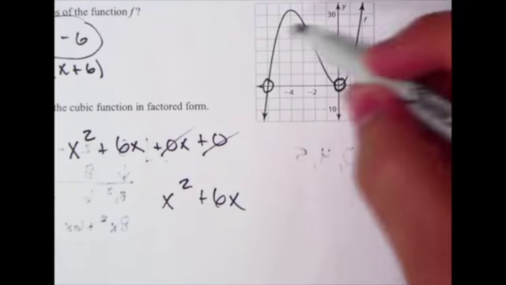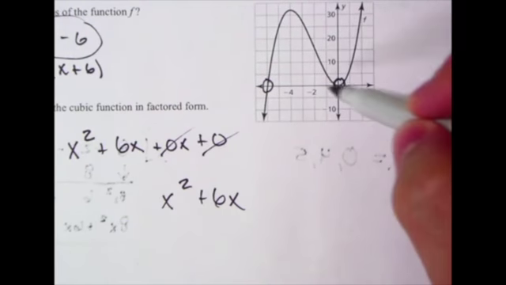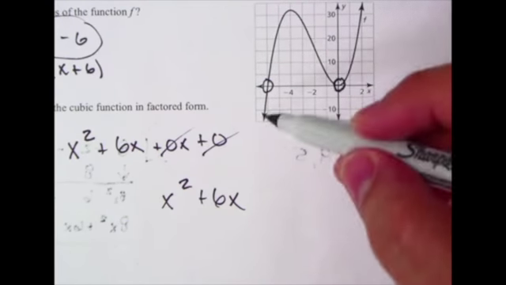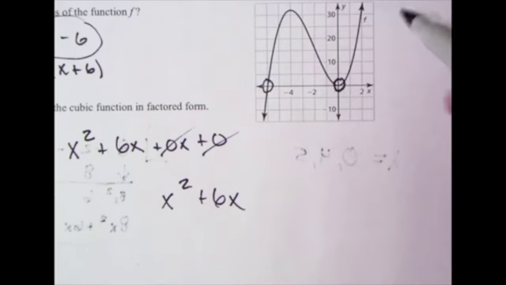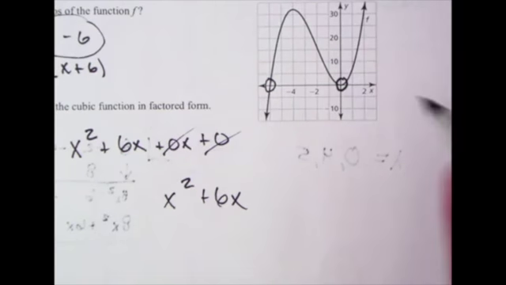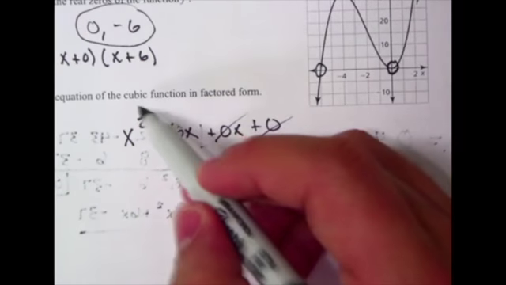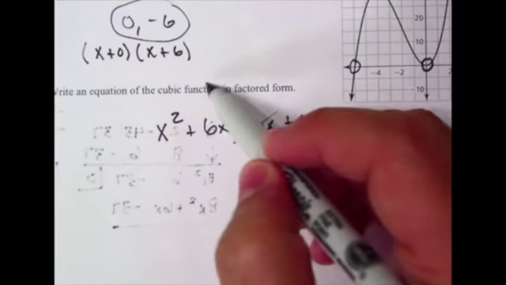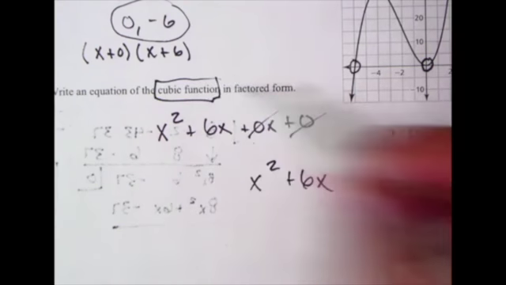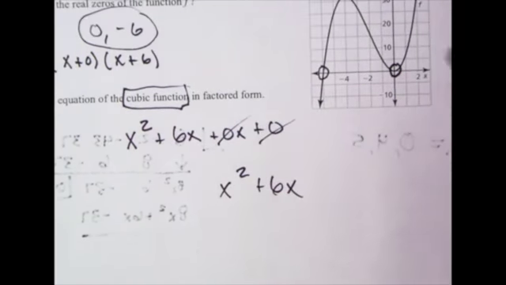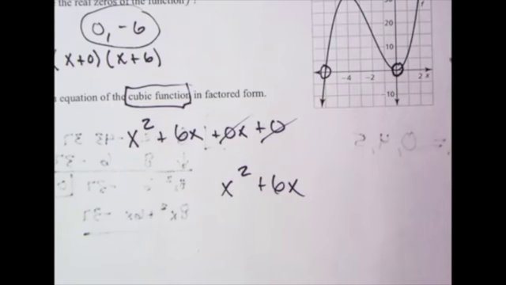Now one thing we have to take into account here, this is a cubic. And you might be like, Mr. G, how do you know? How do you know this is a cubic? Well, because I'm telling you that it's a cubic, and it says here in the problem, write the equation of the cubic function, which means that this has to be an x to the third.